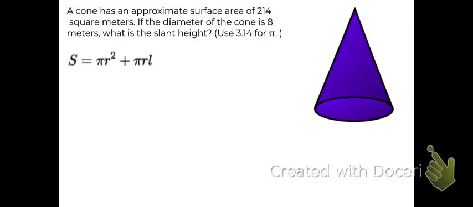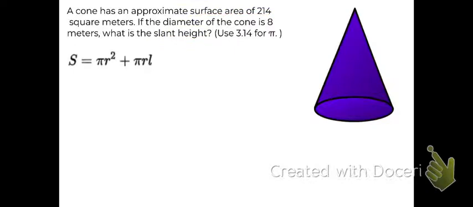So since it's telling us the surface area, and since I know that slant height is one of the variables to calculate surface area, I'm going to start with the surface area of a cone formula, which is shown below. So let's just start substituting in values into this formula and see what we have.